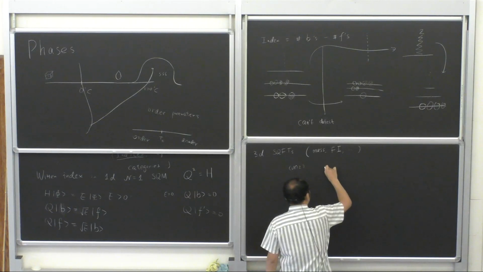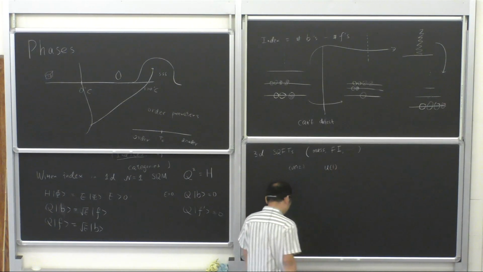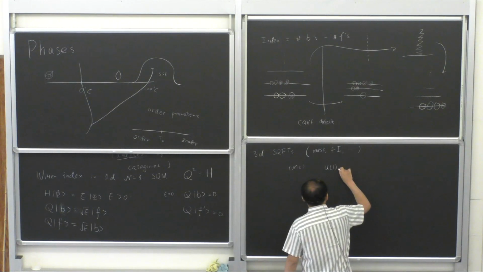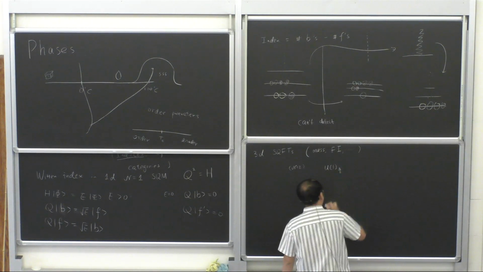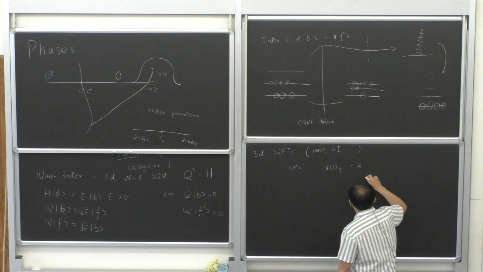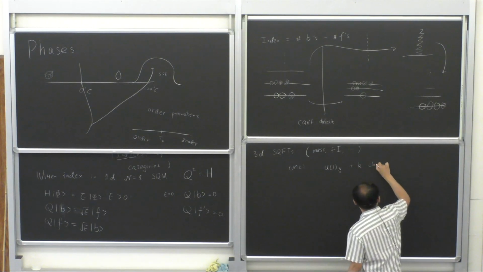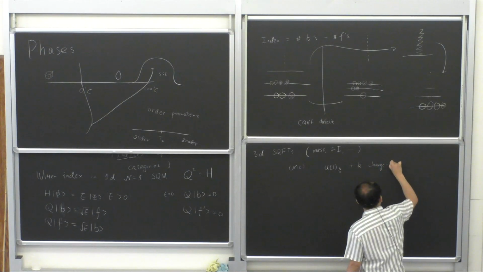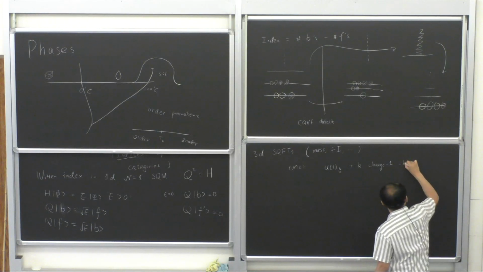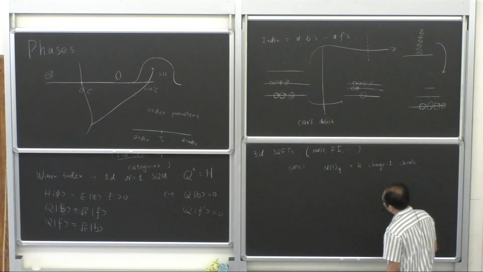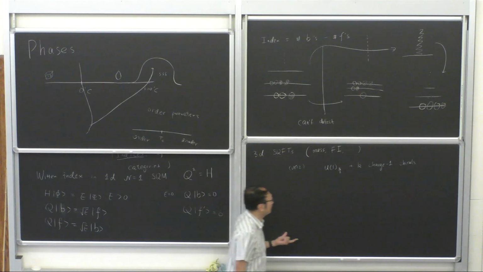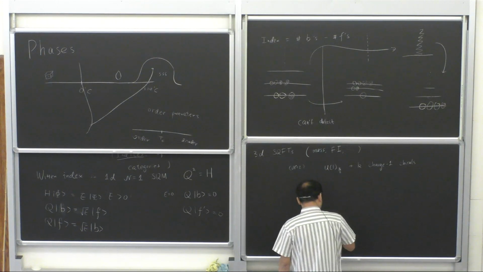So consider the following one-parameter family of theories. The gauge group is U(1). You start with some non-trivial Chern-Simons level, k over 2, plus k charge 1 chiral multiplets. And this is a one-parameter family because we are varying the FI parameter.